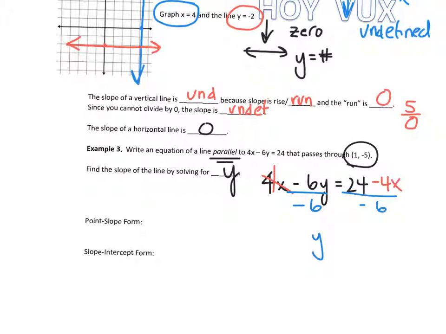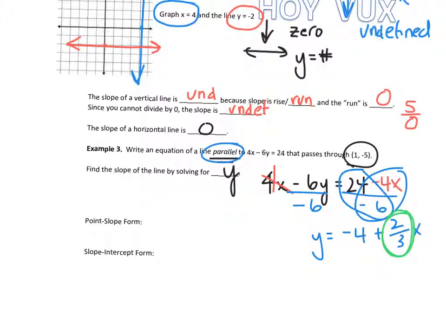So the goal of this is I want to find the slope. So this will be y equals negative 4 plus 2/3 x, because 4/6 is 2/3. Lines that are parallel have the same slope. So I'm going to use 2/3, and I'm writing it in point slope form. So here is my point. Using this point and this slope, I'm going to write it in point slope form.